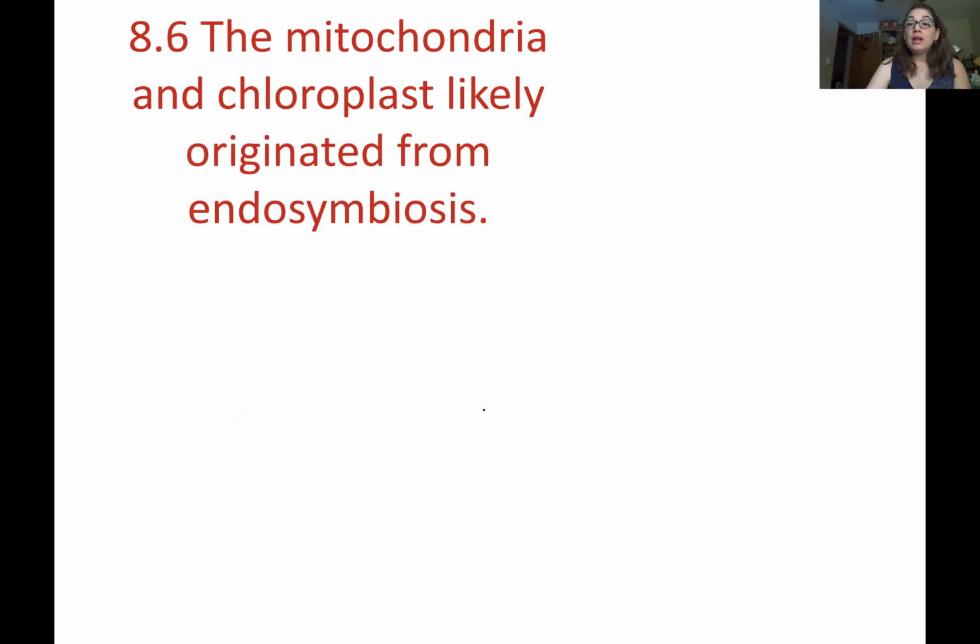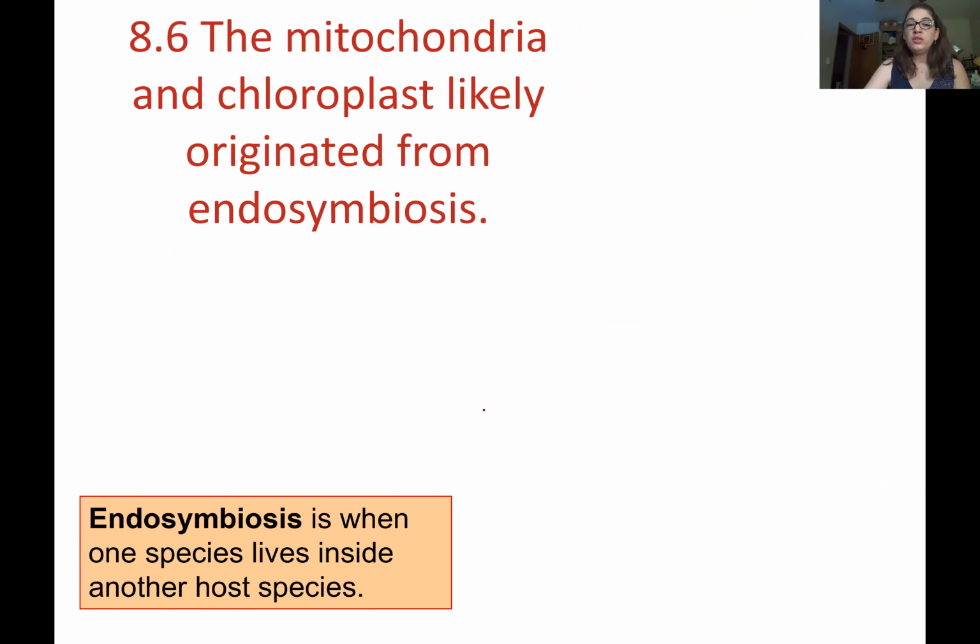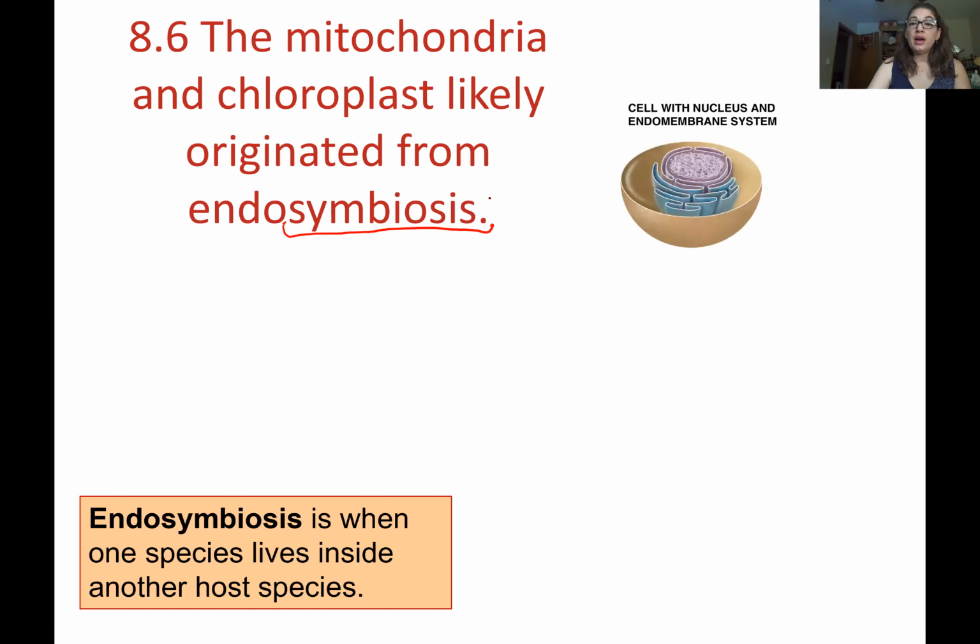Okay, along with that is the formation of the mitochondria and the chloroplast. This likely occurred by endosymbiosis. So symbiosis is a term that refers to a relationship between two organisms. Endo means in or inside. So this means that we basically have organisms surviving inside another in a symbiotic relationship.